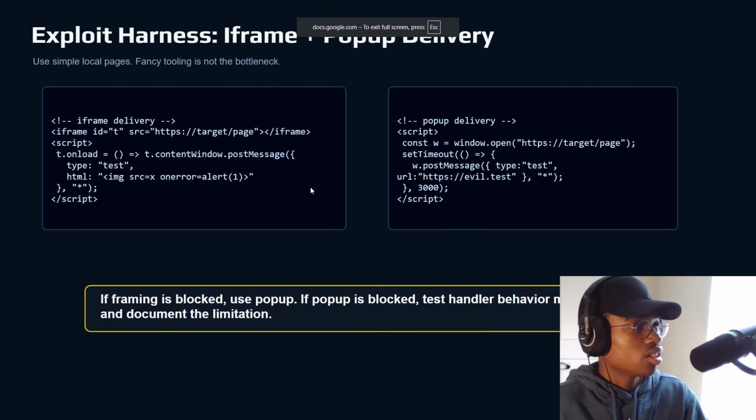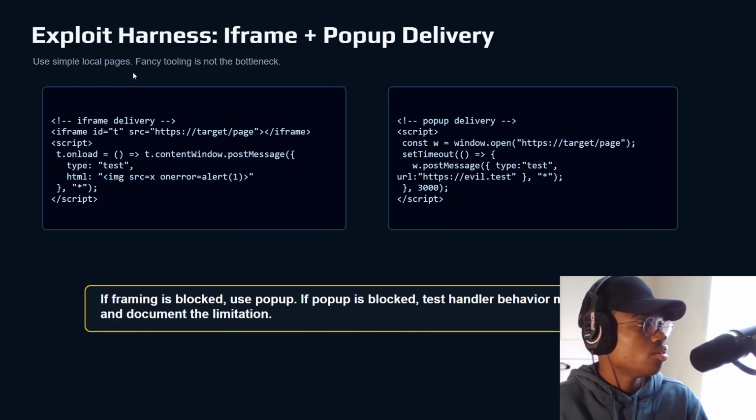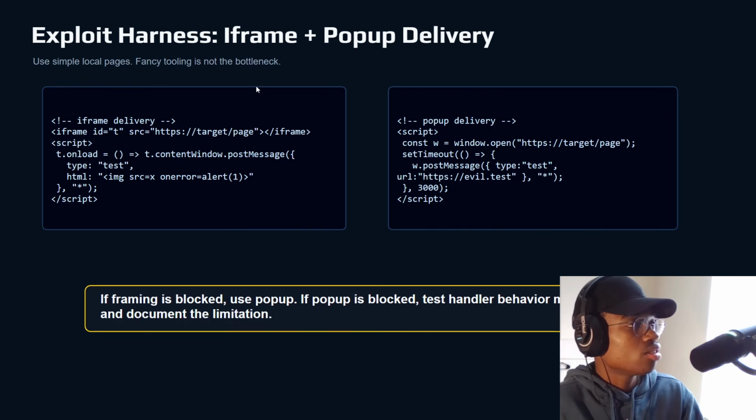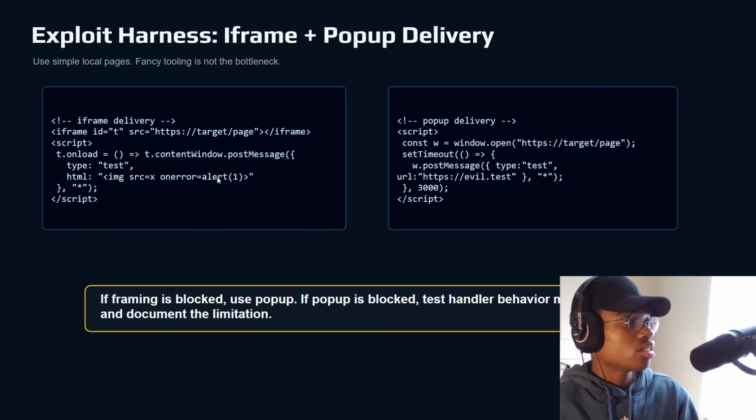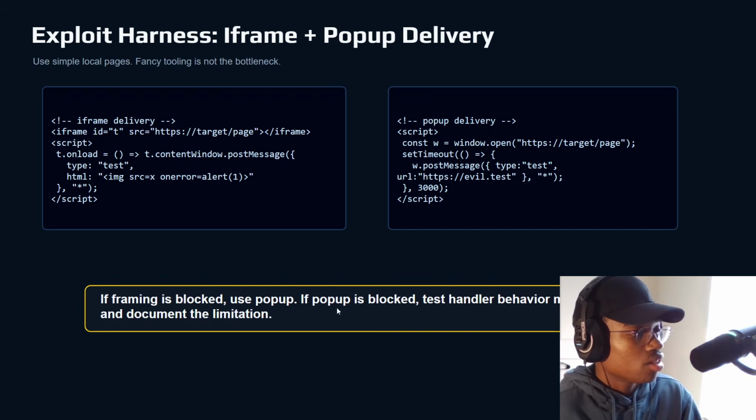Okay, on the next one. Exploit harness: iframe plus popup delivery. Use simple local pages. Fancy tooling is not the bottleneck. You just have stuff like this: onload, HTML, script, then popup. Same thing. These are just codes for exploits. If framing is blocked, use a popup. If a popup is blocked, test handler behavior manually and document the limitation.